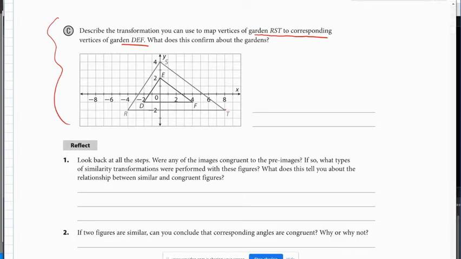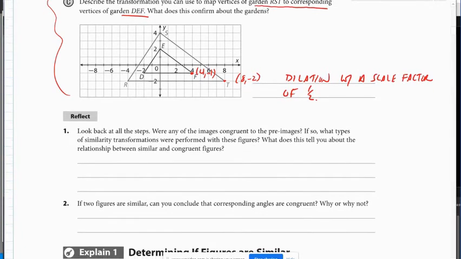Okay, so you may have recognized if we look at some coordinates like this is at (8, -2), and this corresponding point is at (4, -1), we see that all we're doing is cutting all the coordinates in half. So this is a dilation with a scale factor of 1/2. So that's going from the big one to the small one. If you wanted to start with the small one and go to the big one, then you would multiply by 2. So that would be a dilation with a scale factor of 2. It'll work either way to show that the figures are similar.